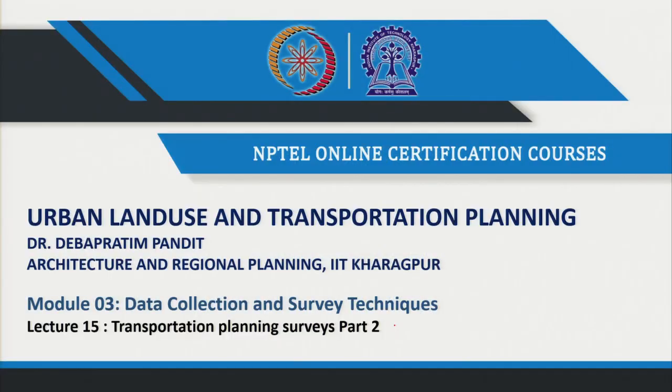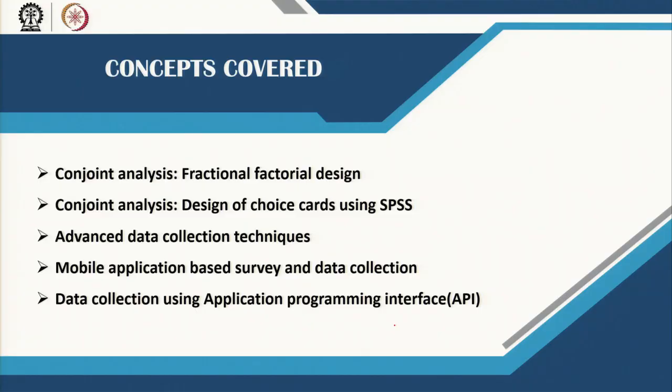Welcome back. In lecture 15, we will cover the second part of transportation planning survey. The different concepts that would be covered in this lecture are fractional factorial design, which is taken up as a part of conjoint analysis, then design of choice cards using SPSS software, advanced data collection techniques, mobile application based survey and data collection, and finally data collection using application programming interface.